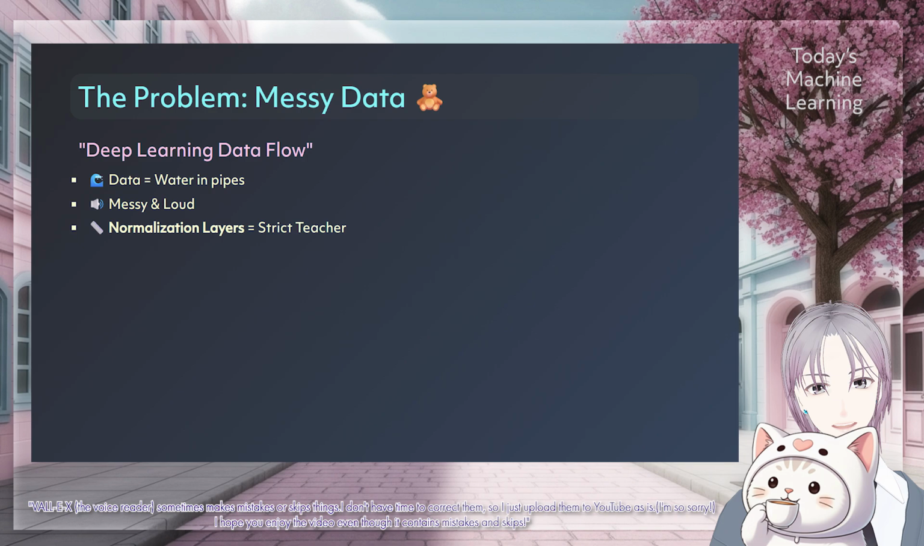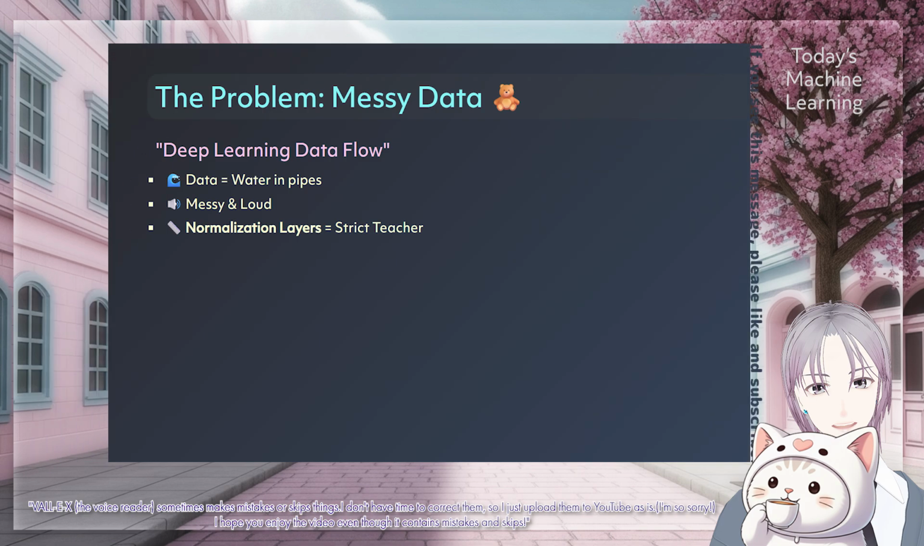Let me start with the question. Have you ever tried to organize a messy room? If you have toys, books, and clothes all over the floor, it is hard to walk, isn't it? In the world of artificial intelligence, specifically deep learning, data moves through the brain of the computer like water in pipes. Sometimes, this data gets messy and loud, like a room full of toys. To fix this, scientists have used something called normalization layers. Think of these layers as a strict teacher who says, "Everyone quiet down and stand in a straight line." This helps the AI learn without getting confused.